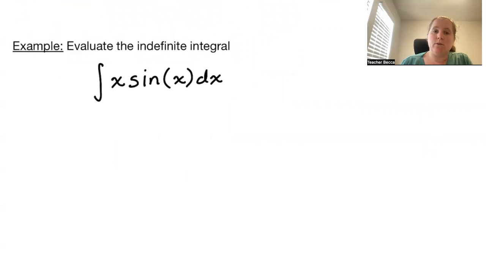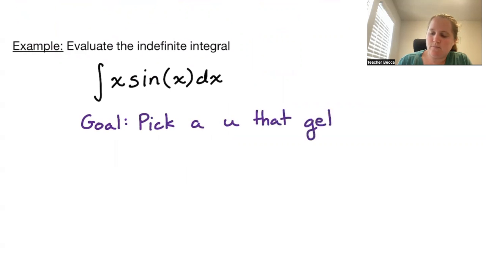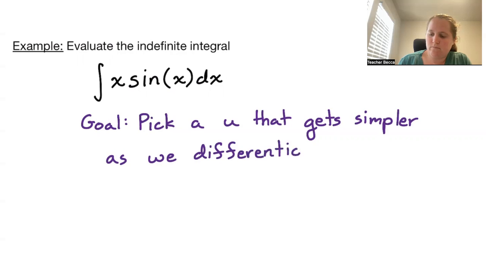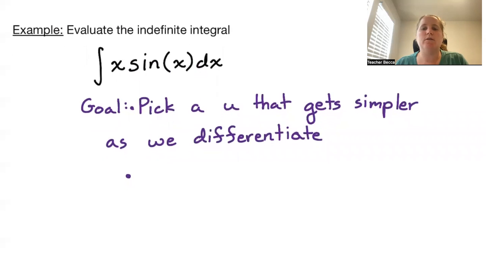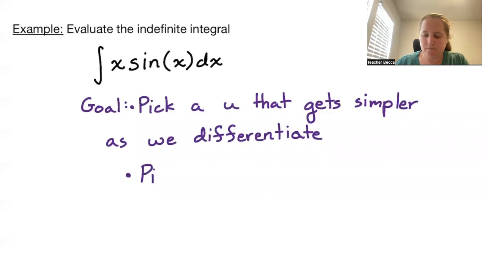So as a general rule of thumb, our goal is to pick a u that gets simpler as we differentiate. And our second piece of that goal is to pick the dv that at least doesn't get more complicated as we integrate.